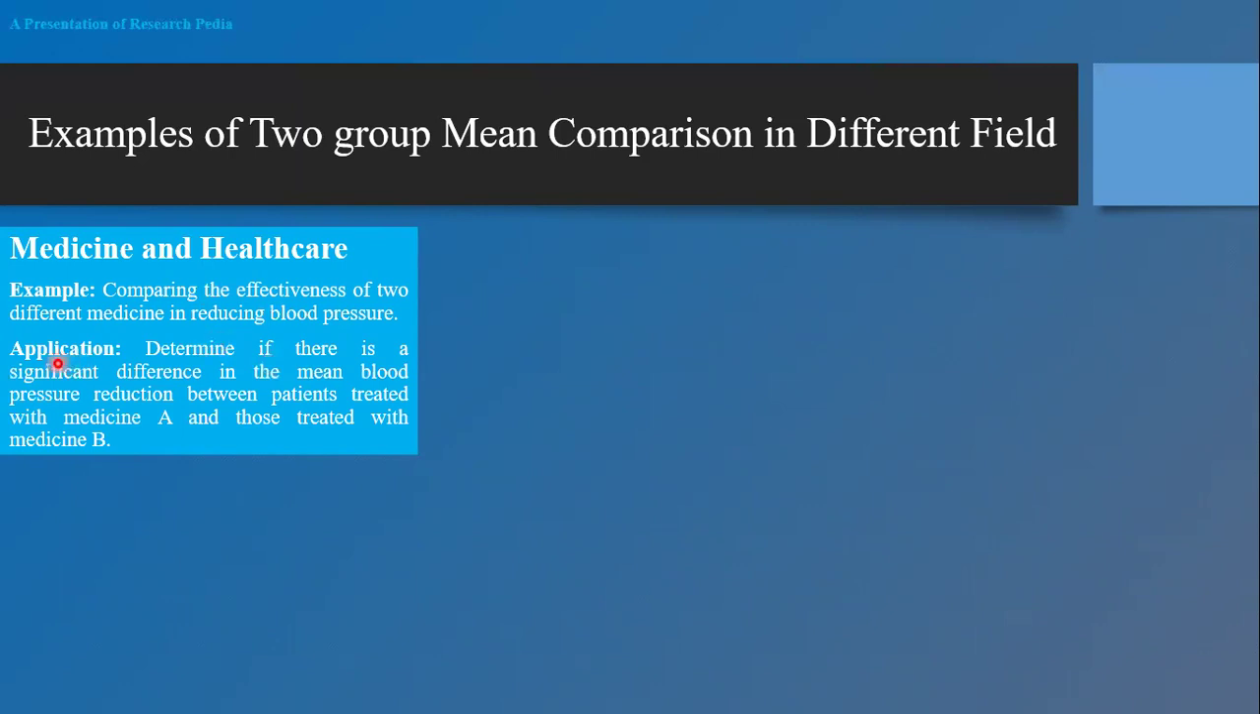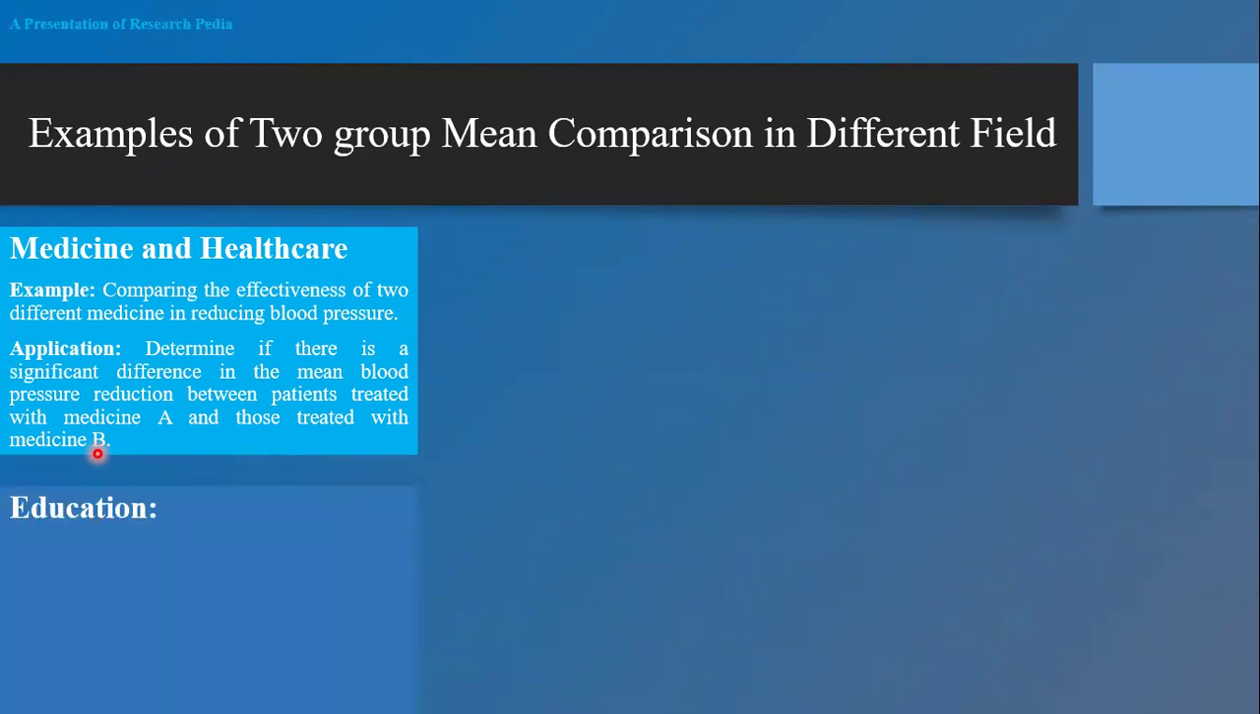So how would we apply this concept? We need to determine if there is a significant difference in the mean blood pressure reduction between patients treated with medicine A and those treated with medicine B. So there are two different groups of patients that are treated either by medicine A or by medicine B. What would be the difference between their results, or whether there is a statistical difference between the blood pressure reduction of these two groups or not?